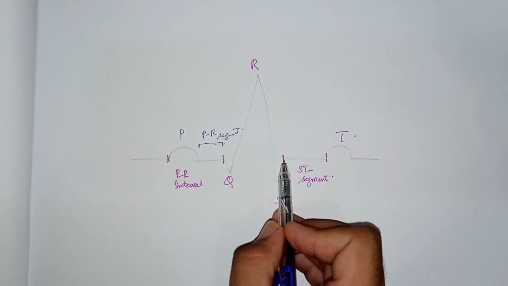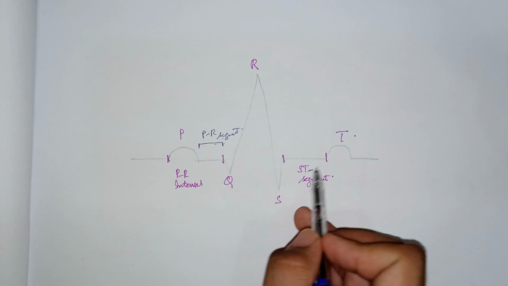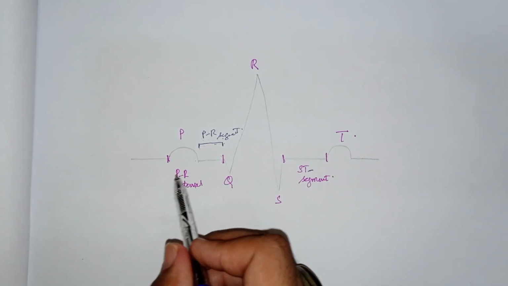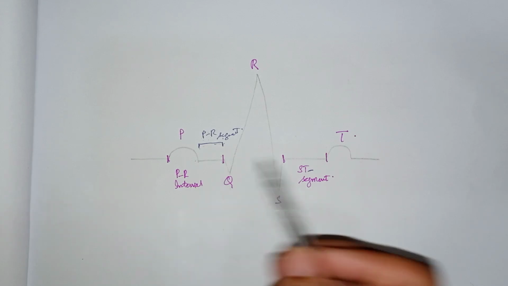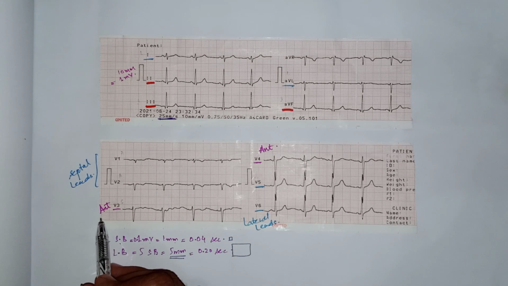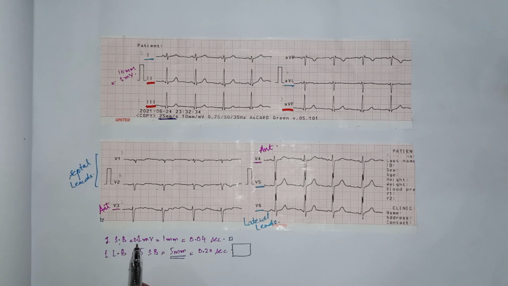And from the end of the S wave till the start of the T wave, this is called the ST segment. These segments and intervals are very important. We will discuss them in more detail in the next videos. Now come to the ECG paper. A few basics of the ECG paper: one small box is equal to 0.1 millivolt, basically an amplitude of 1 millimeter, and the time duration is 0.04 second for one small box.